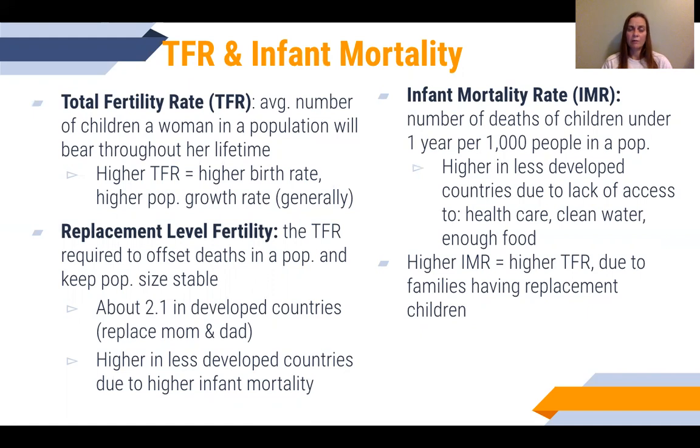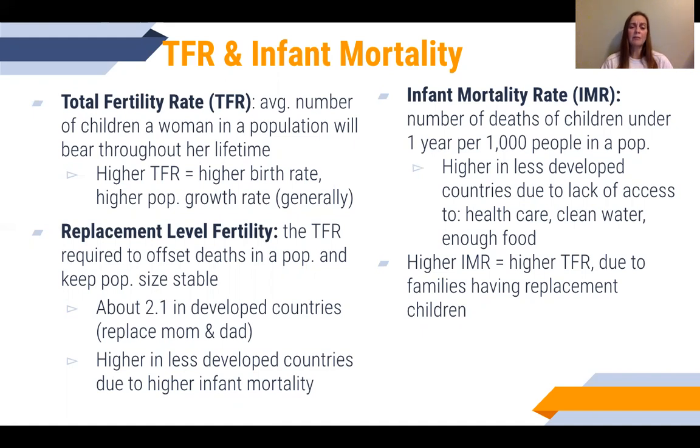Countries that have a higher infant mortality rate also tend to have a higher total fertility rate because families have more children in order to have more children survive. And this was true in the US in our past. We tended to have higher fertility rates because of the mortality rate. And that's certainly something you will have discussed in your history classes. But in modern times, our less developed countries, because of the higher infant mortality rates, tend to have higher total fertility rates. And both of those numbers play into what we call replacement level fertility.